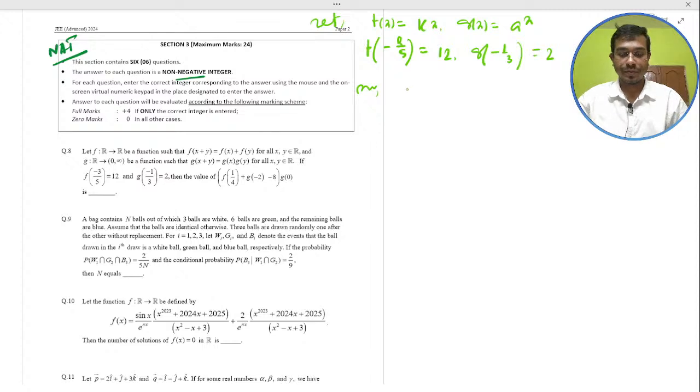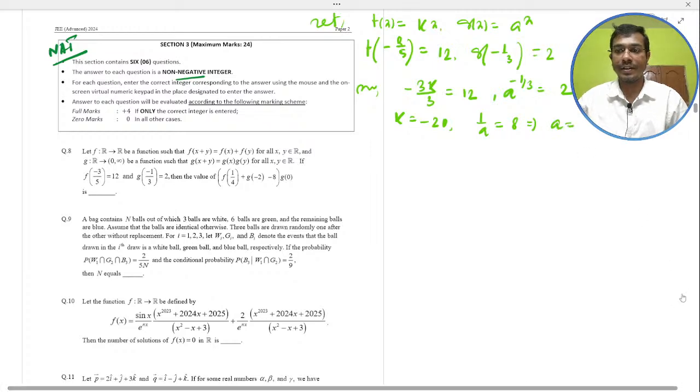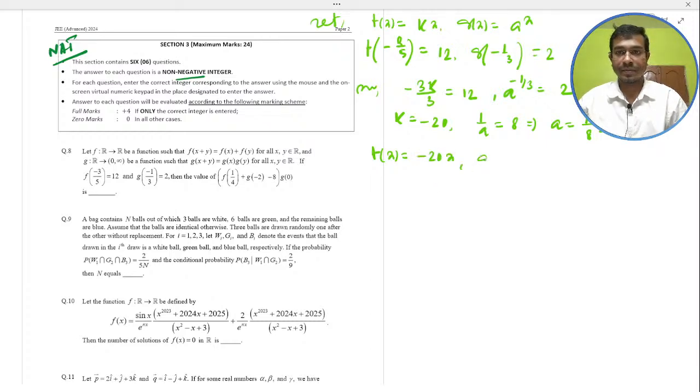Now, minus 3k by 5 is 12, and a to the power minus 1/3 is 2. K is what? Minus 20. And 1 by a is 8. That means a is 1 by 8. Now, f(x) is minus 20x and g(x) is 1 by 8 to the power x, and g(0) equals 1.